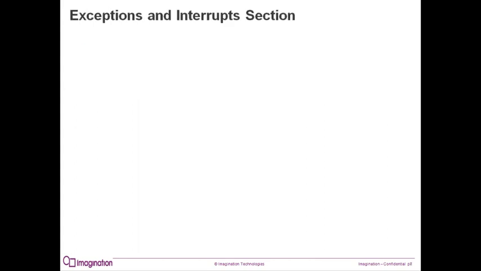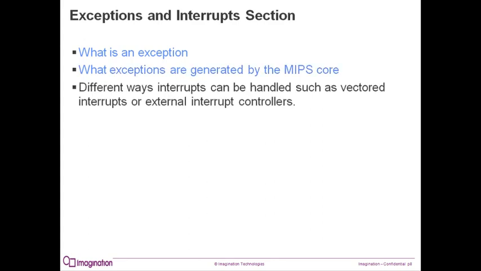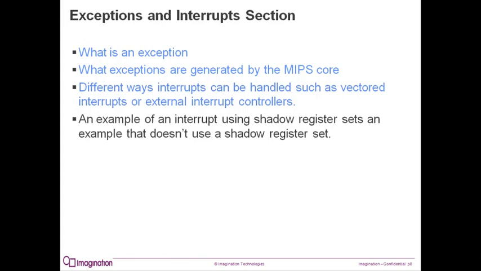In the exceptions and interrupts section, the class will cover what an exception is and what exceptions are generated by a MIPS core. Then the class will go into a specific form of an exception called an interrupt. The class will go into two different interrupt modes, vectored interrupt mode or external interrupt controller mode, that can be used to access interrupt code. This section will also cover an interrupt example that uses the general purpose registers and one that uses shadow register sets.